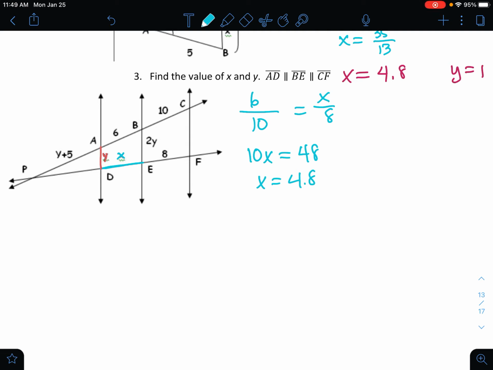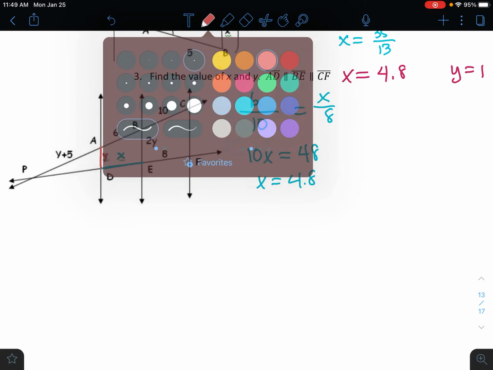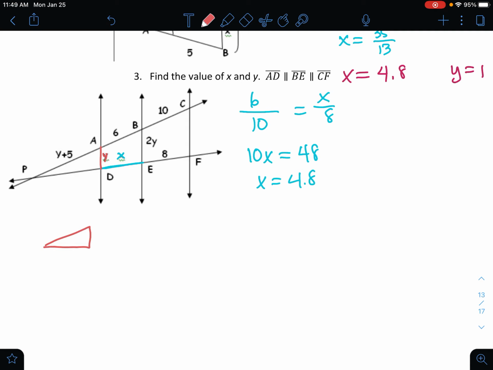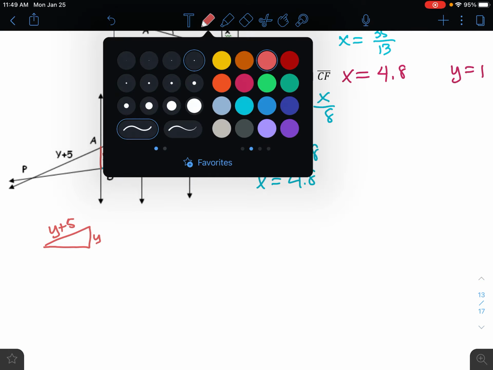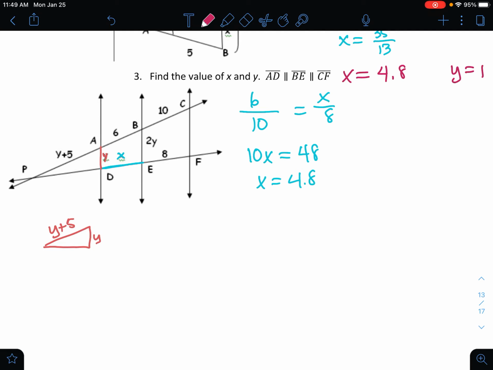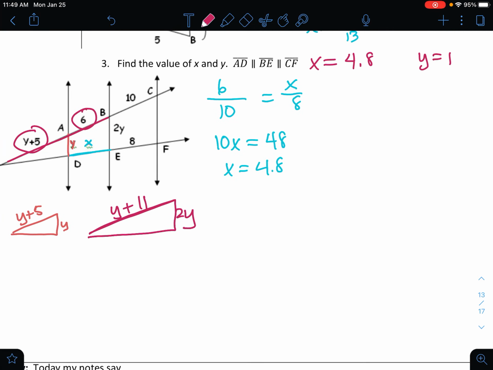Now, for the y values, I'm going to have to ratio corresponding sides of a triangle. So I just want to point out again, let me switch colors here. I'm going to redraw this triangle right here. So this top triangle is y plus 5, and that part is y. Now, the other triangle that I have information on, I'm looking at the 2y portion. So I'm going to draw a bigger triangle. So there's the 2y in that bigger triangle. And then on this side, I'm going to add together those two, because that's making up the side. So that's y plus 5 plus 6, so that is y plus 11. So those are my corresponding sides that I'm going to be ratioing.